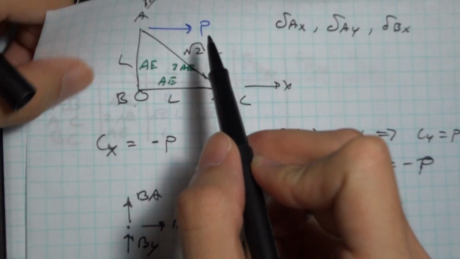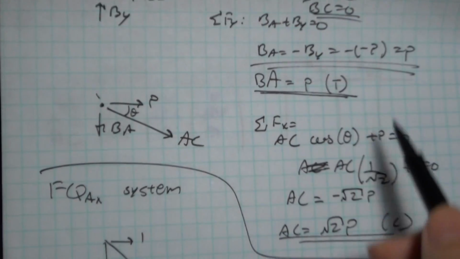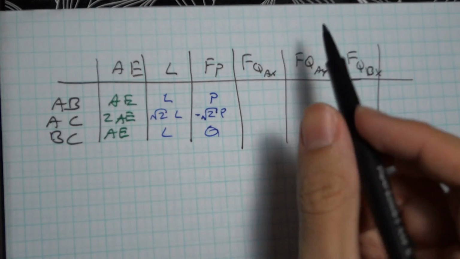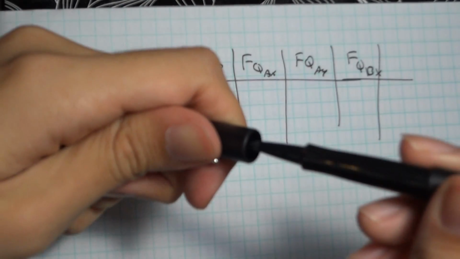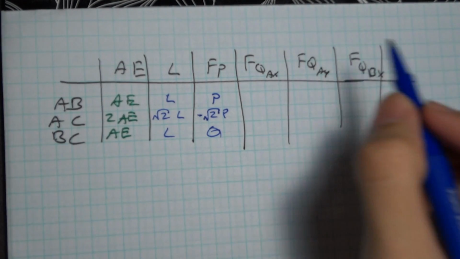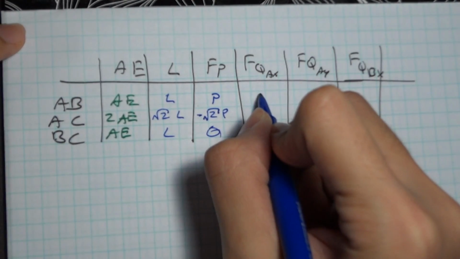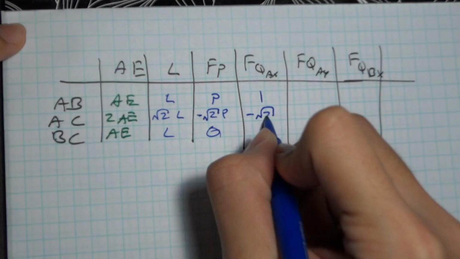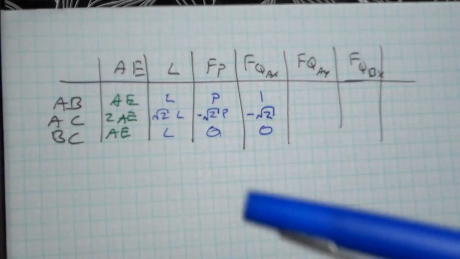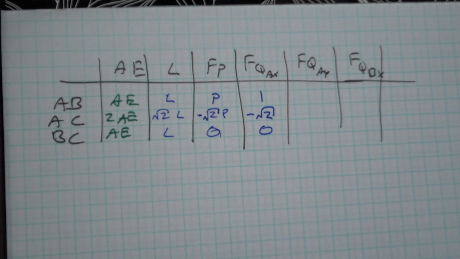So I go the other way. If I replace this P with 1, if I plug P equals 1 into all these equations, then I will get this column. That just happens to work out in our case. So let's see what happens. We get 1, negative square root of 2, and 0. Let me make sure that I have the values correct. Yes. Okay, so that was easy.